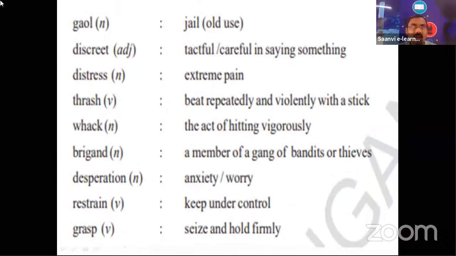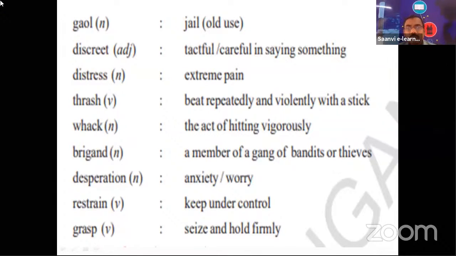Next slide. See here, gaol. Gaol means jail. It's an old usage. Nowadays, people are not using this word. Discreet means tactful. You must be discreet. You must be careful in saying something. I am discreet. I am very careful in saying something. Distress: extreme pain. He was distressed. So the word can also be taken as a verb. He was distressed means he was in extreme pain.